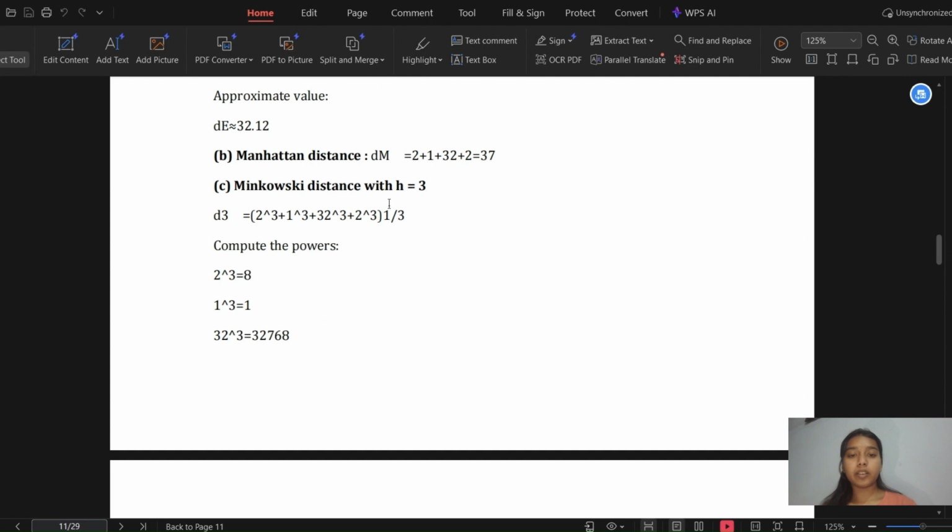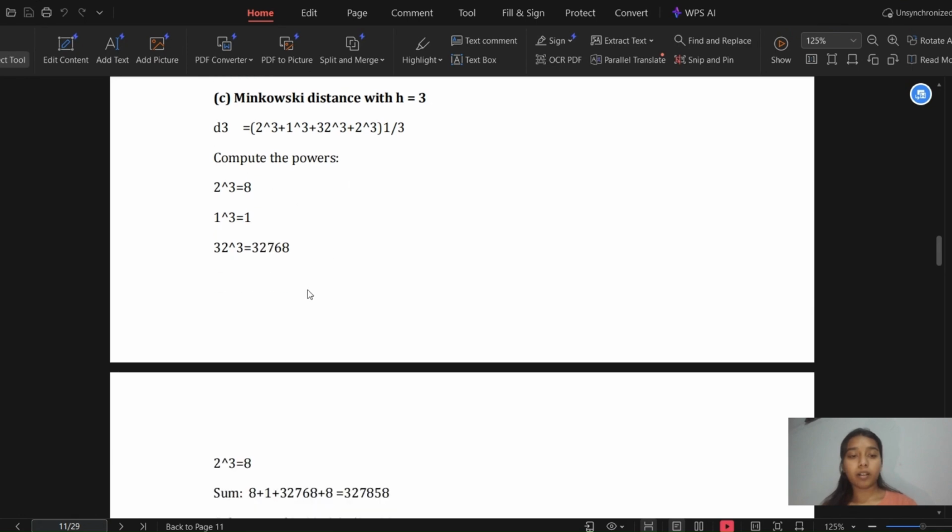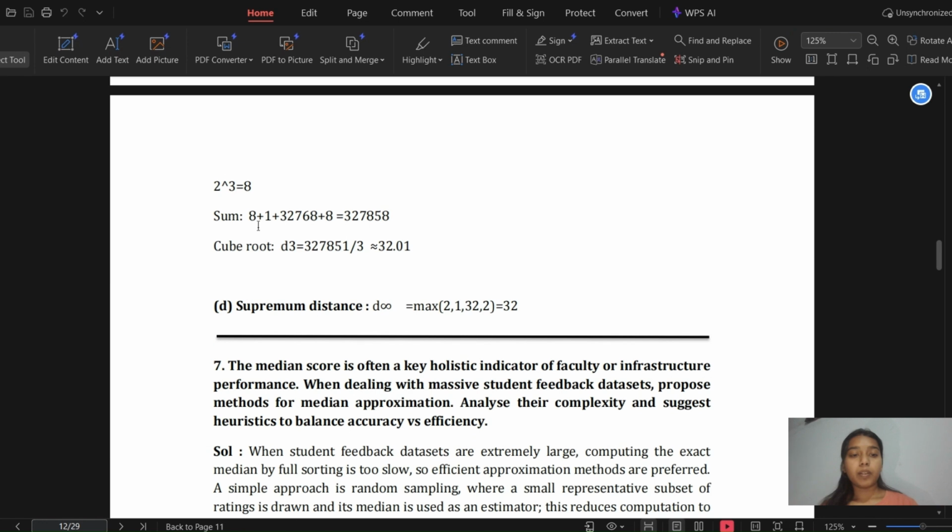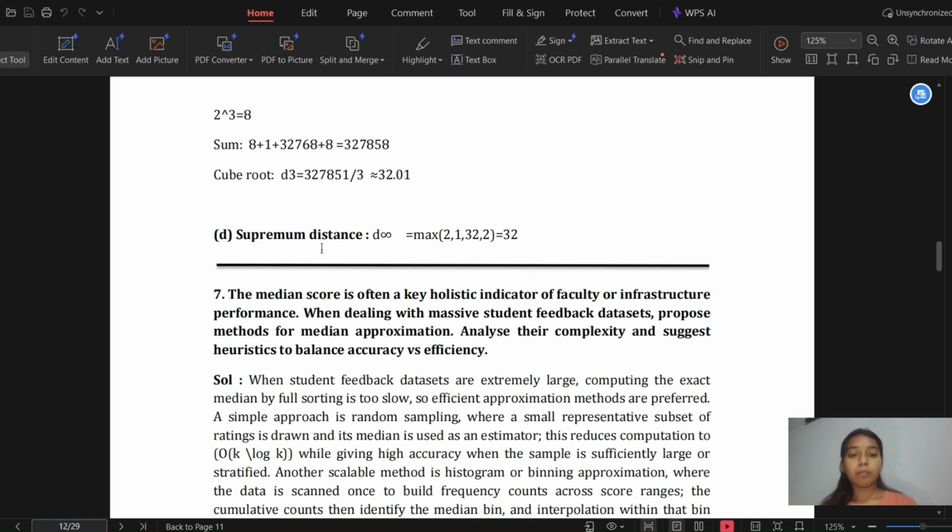Third is Minkowski distance with h equals 3. The formula is d3, that is 2 to the power 3, 1 to the power 3, 32 to the power 3 plus 2 to the power 3, under cube root. Then compute the powers accordingly. The sum is 8 plus 1 plus 32768 plus 8, which equals 32785. Cube root of d3 is 32.01. Last part is supremum distance, that is d infinity equals the maximum of 2, 1, 32, 2, that is 32.